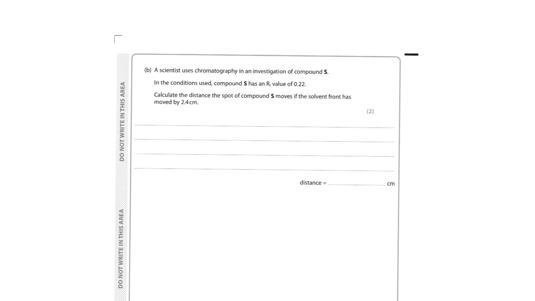So if X is the distance that the spot has moved, divided by the distance that the solvent moved, which is 2.4, is going to equal the RF value, which is 0.22, which means that X, the distance that the spot has travelled, is going to be 0.22 times 2.4, which is equal to 0.528, or 0.5 if you rounded it to two significant figures.